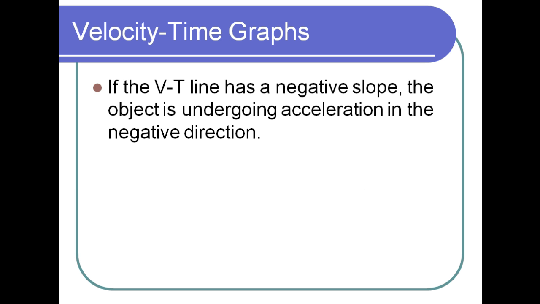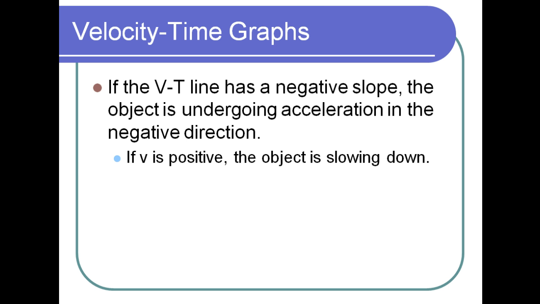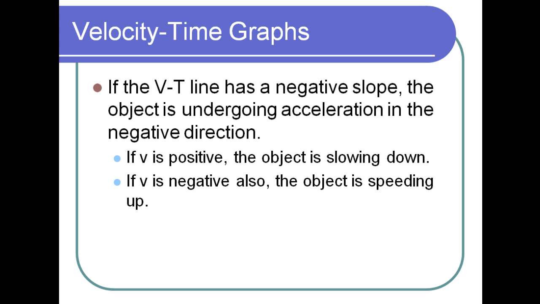So if the velocity versus time graph has a negative slope, the object is undergoing acceleration in the negative direction, or sometimes we'll call this deceleration as well. So if the v is positive, the object is slowing down if we have a negative slope. If the v is negative, then the object is speeding up.